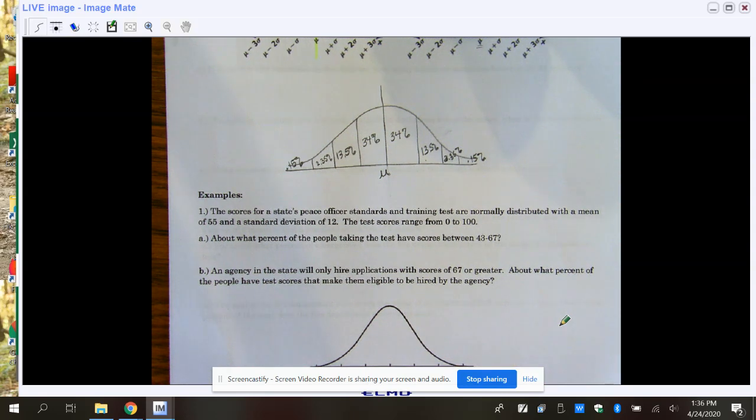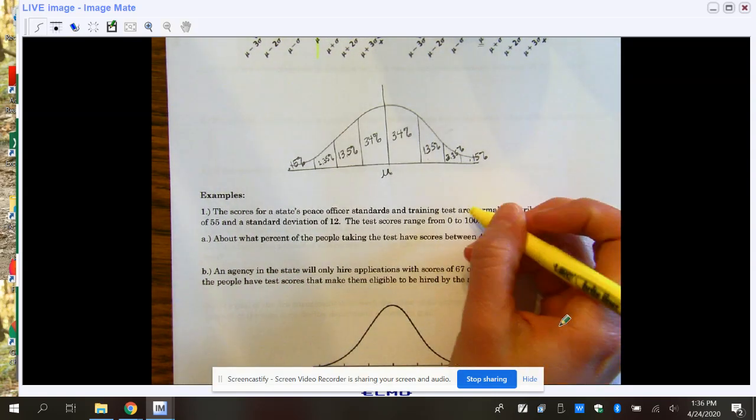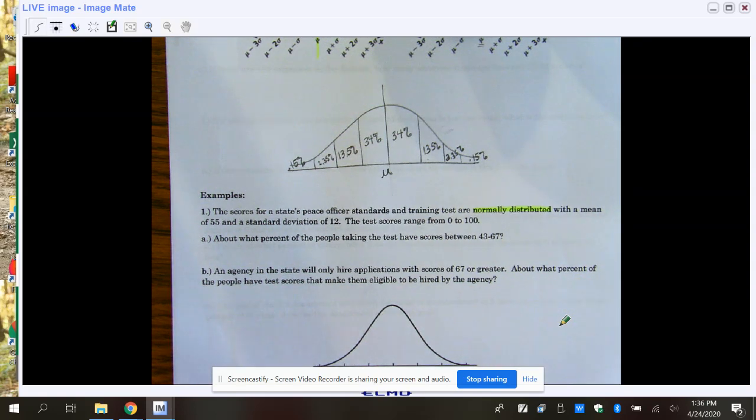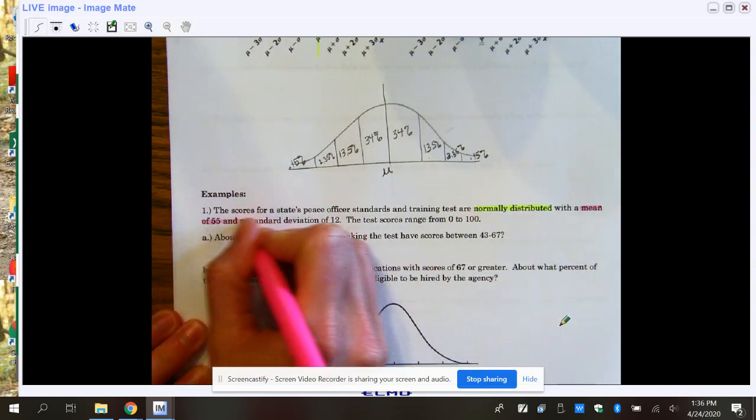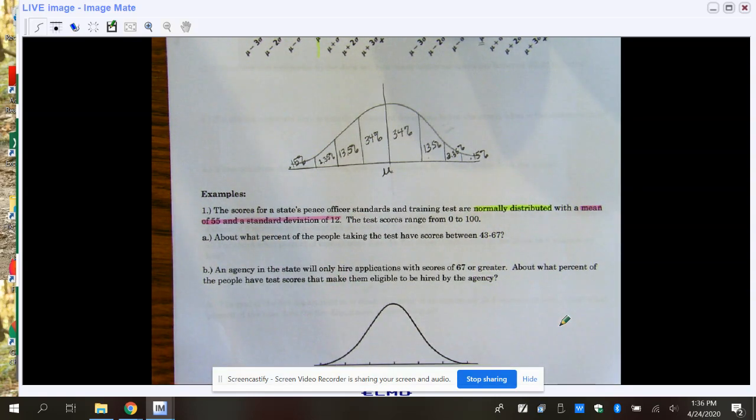This first example says the scores for a state's peace officer standards and training are normally distributed. That's always important to know; it has that bell curve. It tells us that the mean is 55 and the standard deviation is 12.